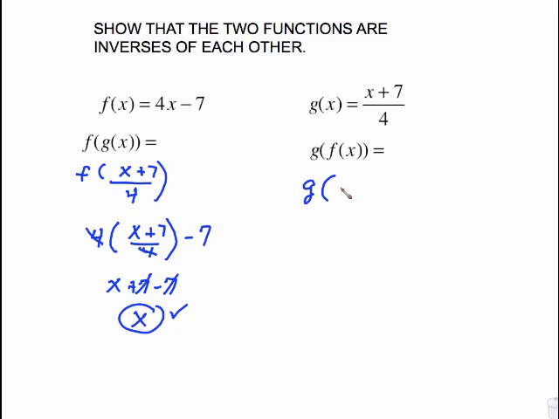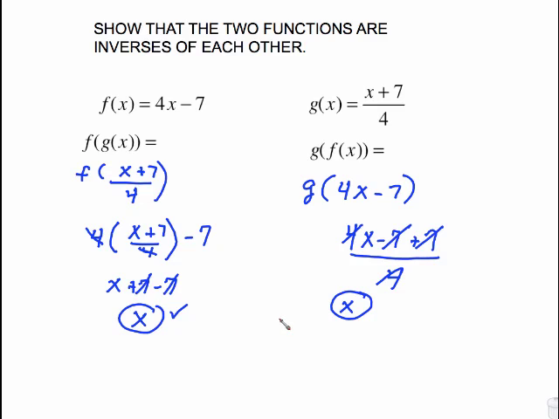So g of f of x, f of x is 4x minus 7. We're going to take this quantity and plug it in for that x. So this will be 4x minus 7 plus 7 over 4. Our negative 7 and 7 cancel up top. 4 over 4 cancels, and we get x. Because f of g of x equals x and g of f of x equals x, we can now use the inverse function notation and say f negative 1 of x equals this x plus 7 over 4.